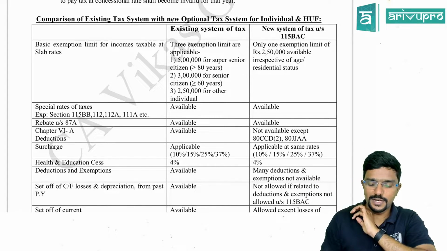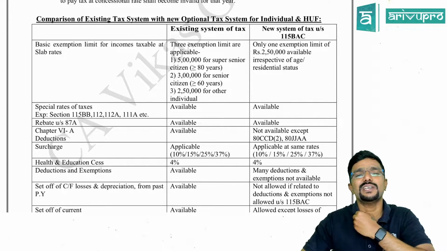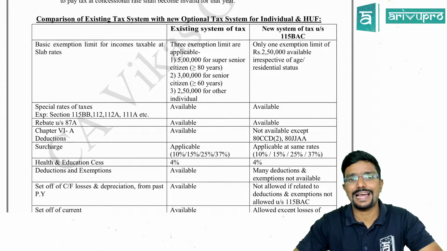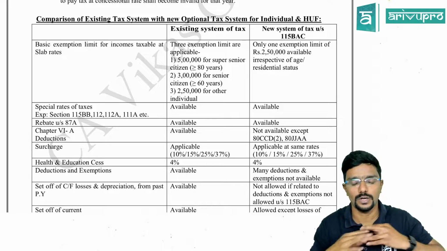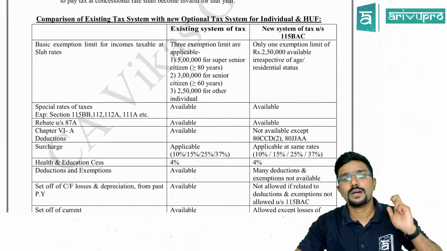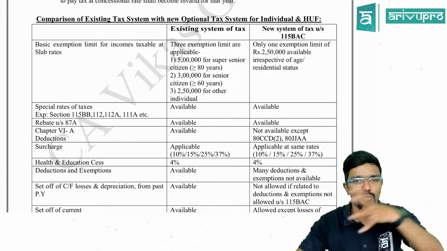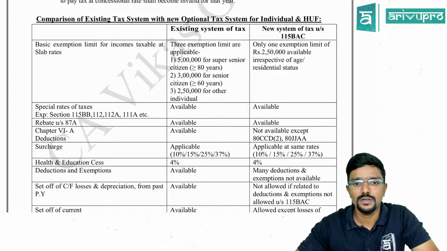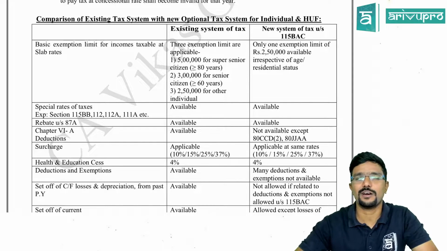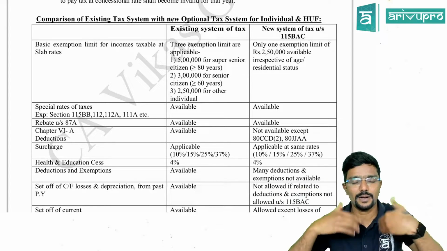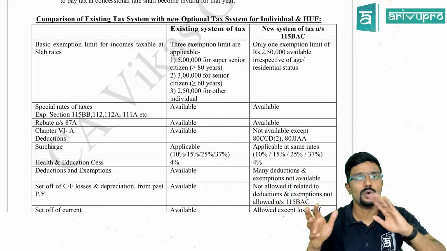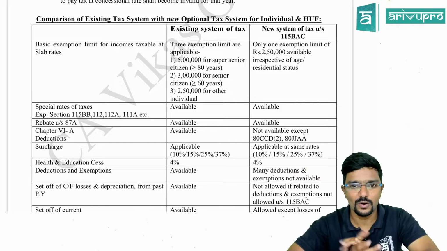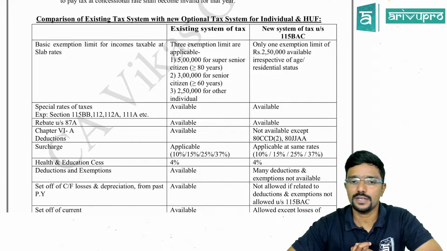Clear? So come to this table. I have given some major differences between the old scheme and new scheme, so here you will get clear clarity. What is the difference between new and old? Comparison of the existing tax system, we call this the old system. Existing means whatever we have already covered previously. So we call that the existing tax system, compared with the new optional tax system. We call this the new scheme, guys, because for academic purposes it will be easy for us to differentiate old and new. So that is why we call them old scheme and new scheme. For whom? Individuals and HUF.